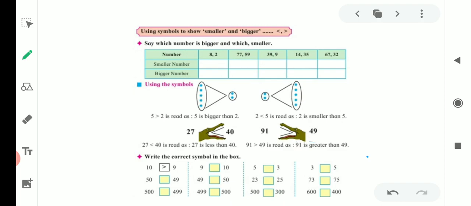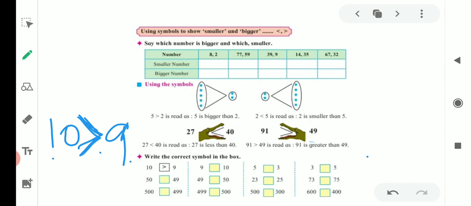You have to put the correct symbols in the boxes. For example, one example has been solved for us. 10 is greater than 9. How will you read it? 10 is greater than 9. Why will you read it as 10 is greater than 9?